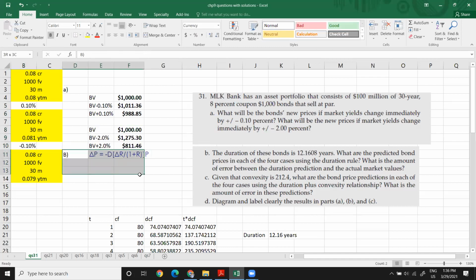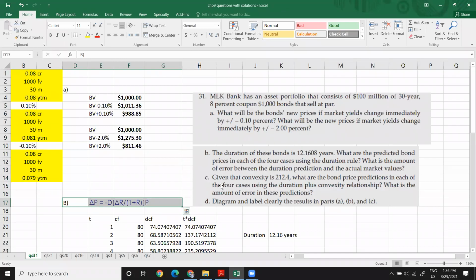In part B, the duration of the bonds is given: 12.16. What are the predicted bond prices in each of the four cases using the duration rule? So we need to use this formula to predict the change in the price, how the price will change. The formula is here: the duration, relative change in the price, and the price itself. What is the amount of error between the duration prediction and the actual market value? So these are the actual market values, and we will see how the price changes using the duration, and by how much it varies from the market value.